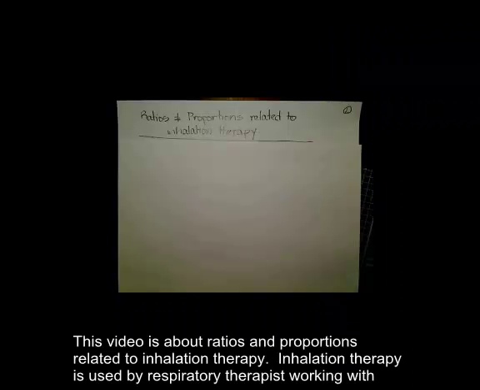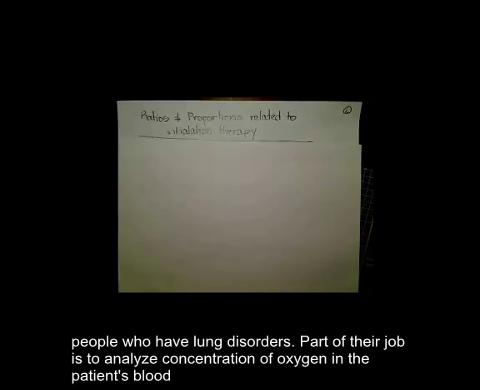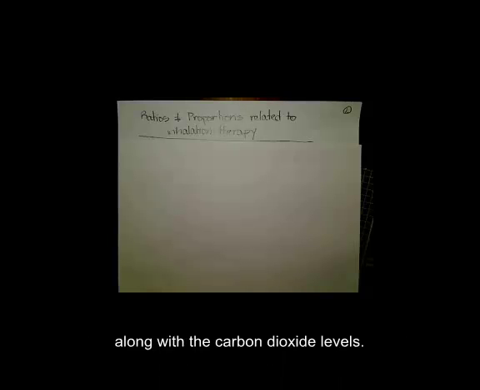This video is about ratios and proportions related to inhalation therapy. Inhalation therapy is used by respiratory therapists working with people who have lung disorders. Part of their job is to analyze the concentration of oxygen in the patient's blood, along with the carbon dioxide levels.